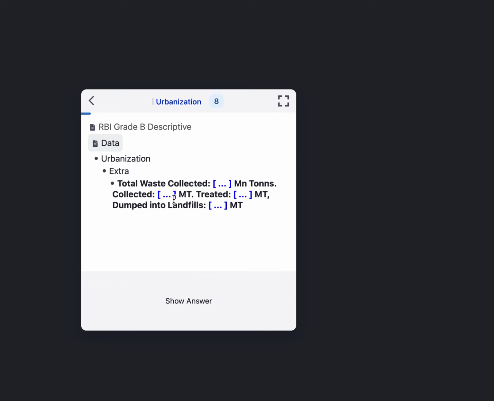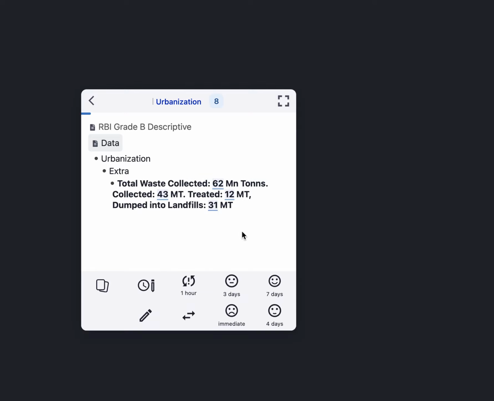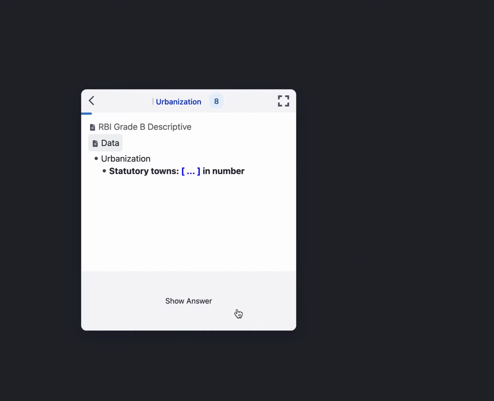Now coming to the second thing. This is part of extra, so it's not that important. But as far as I remember, this is I think 63. This is 42, so the remaining is 21. And dumped into landfills, I think 32 out of 43 is dumped. I am wrong here. So what I'll do, I'll mark it for immediate.